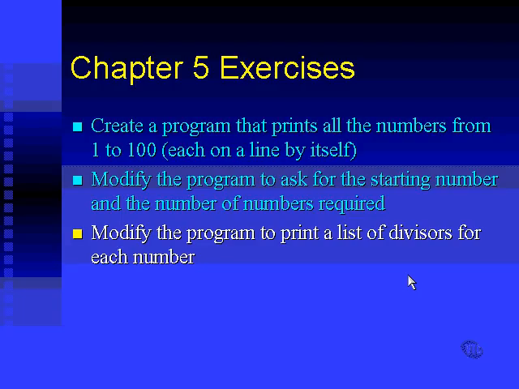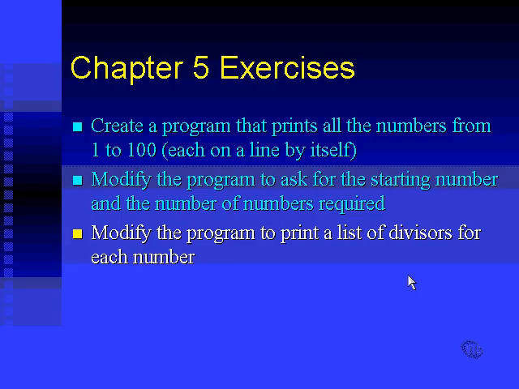Modify that program to print a list of the divisors for each number. What does that mean? Okay, so let's say we've got a number 12. A list of divisors for that number is the list of numbers that will evenly divide into 12. So the numbers that will evenly divide into 12 are 1, 2, 3, 4, 6, and 12. Numbers that will divide into 13 are 1 and 13. You get the idea? The trick there is to figure out how to determine whether something is dividing evenly or not. Can you remember? Can you think about it?